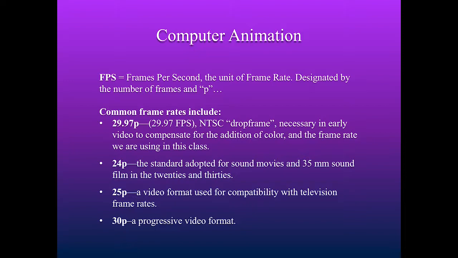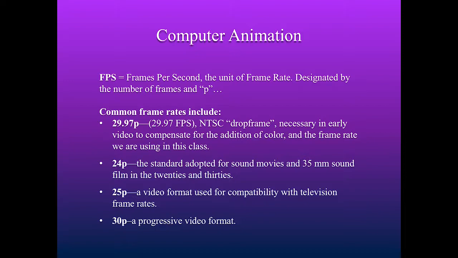The unit that we use to measure the speed or the resolution of the videos is frames per second. It's the unit of frame rate. It's designated by the number of frames and p per second. Common frame rates include 29.97p, which is pixels, which is per second, I guess.